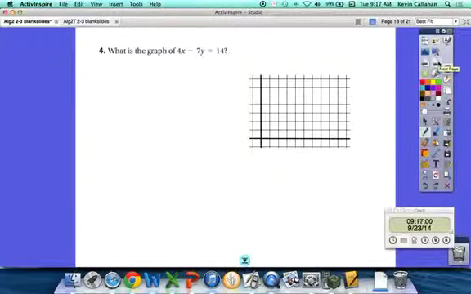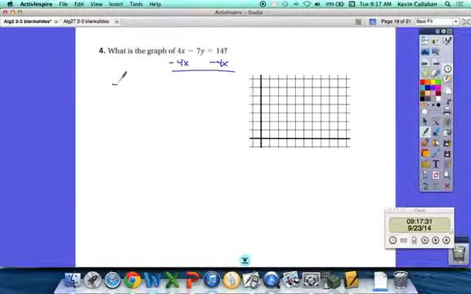Okay, so this is a last example. Graph this. What do I need? 4x minus 7y equals 14. If I want to graph it, what do I have to do first? Solve for y. Because at this point, the only form that we're using is slope-intercept form. We need to put it in slope-intercept form. So what will be my first step? Subtract 4x.